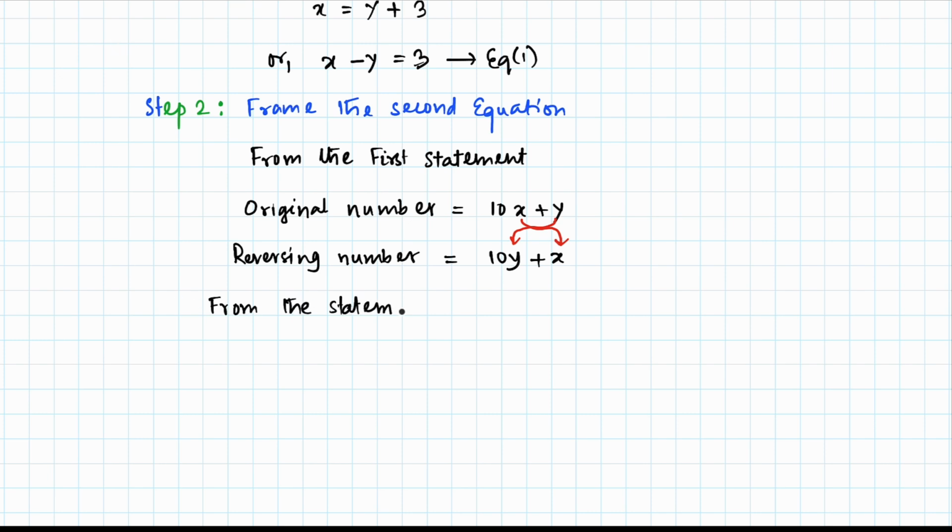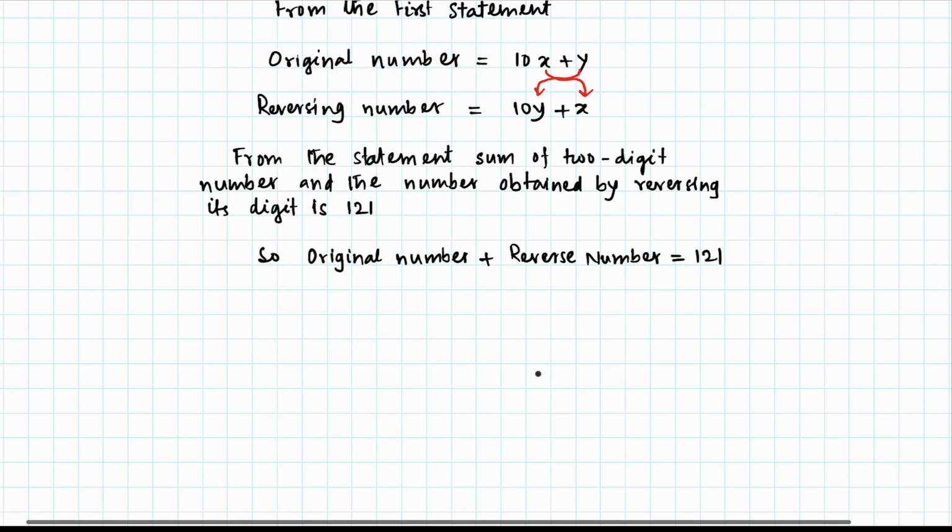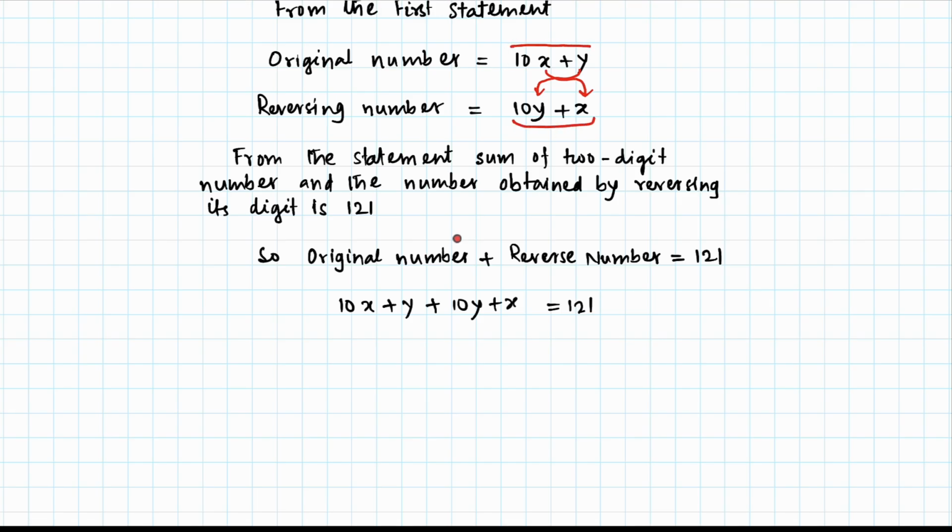Now from the statement, the sum of the two-digit number and the number obtained by reversing its digits put together is 121. Very easy. So the original number plus the reverse number is equal to 121. Now put the values: 10x plus y plus 10y plus x equal to 121. Now simplify this.